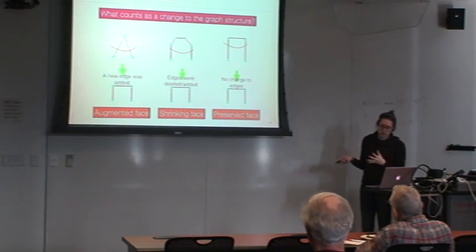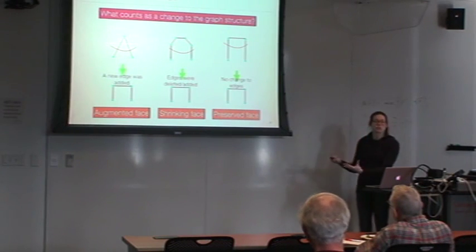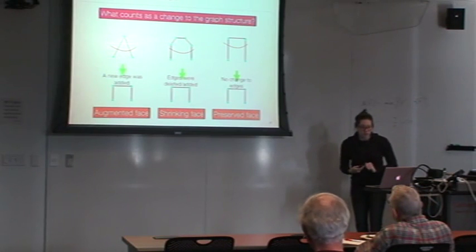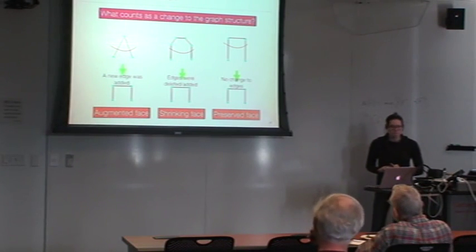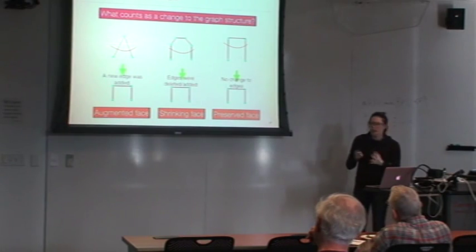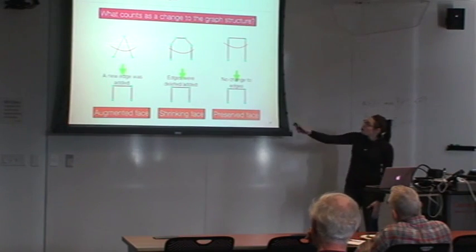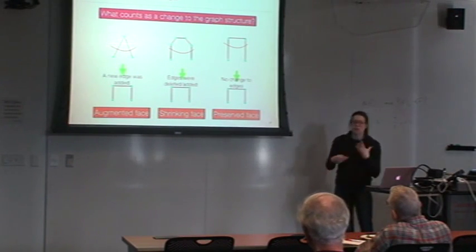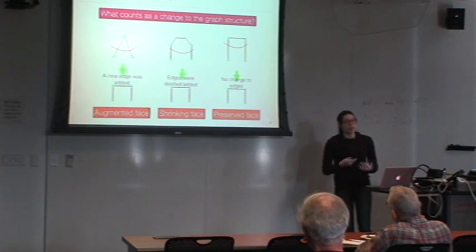So we call this a preserved face because its potential is preserved throughout the operation. So the key is we actually just want to count, basically, for every face that is either augmented or shrinking, we'll need to perform a constant number of lengths of cuts, and can we bound that quantity.